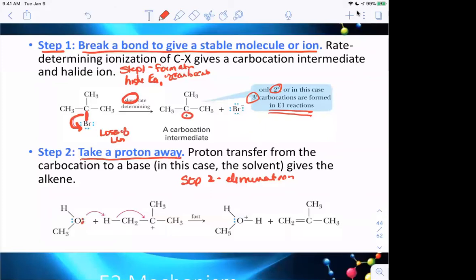This is going to act as a base, and I'm attacking the hydrogen, and then these electrons come in order to form this double bond. So I'm taking away the hydrogen. Those electrons end up to be the electrons in the pi bond. And then this is going to be fast. So when I have proton transfer from the carbocation to a base, in this case it's methanol, which also is the solvent, I'm going to get the alkene as my product.